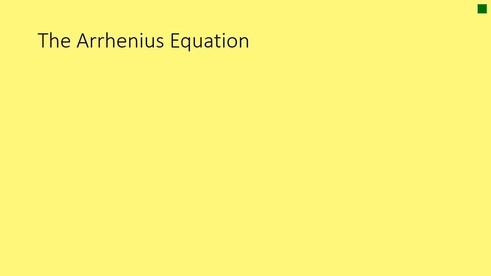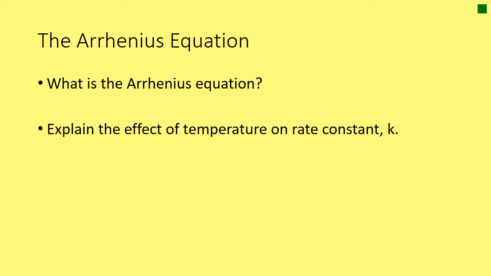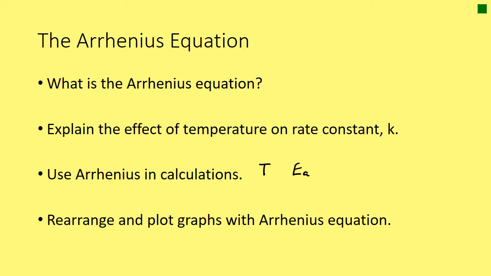So in this video lesson we've got 4 things to do regarding the Arrhenius equation. First of all, understanding what the Arrhenius equation is. Then we will look quantitatively at the effect of temperature on the rate constant. After that we'll do some calculations. For example, we'll be provided with some data and we'll be able to work out what the temperature of a particular reaction is, or we might have to work out what the activation energy of a particular reaction is. And then lastly, we're going to rearrange the Arrhenius equation and plot graphs with it so that we can find values such as temperature and activation energy in a graphical way. So that's the 4 things we're going to do.